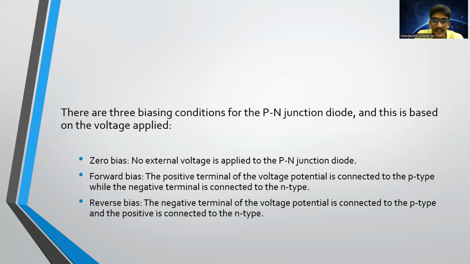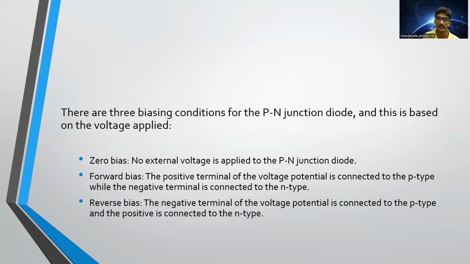Another type of biasing is reverse bias. The negative terminal of the voltage potential is connected to the P type and the positive terminal is connected to the N type. We have seen the forward bias. Now coming to the reverse bias, the P type of the PN junction diode is connected to the negative terminal of the voltage supply, and the N type is connected to the positive terminal. Here, unlike terminals are connected to one another.